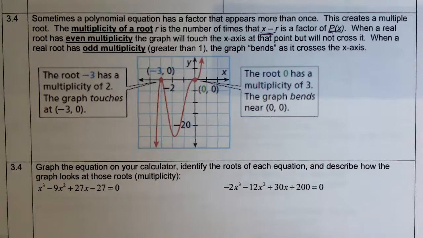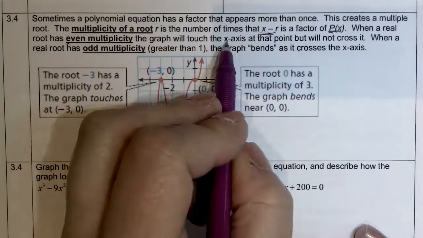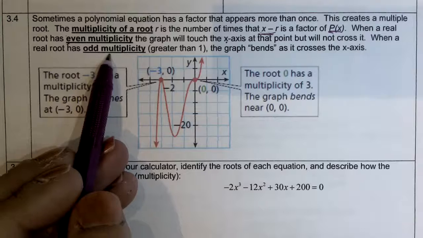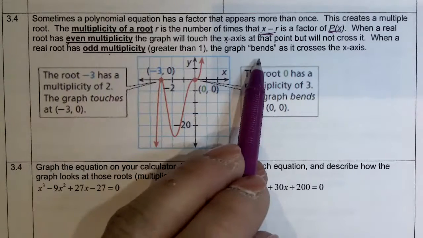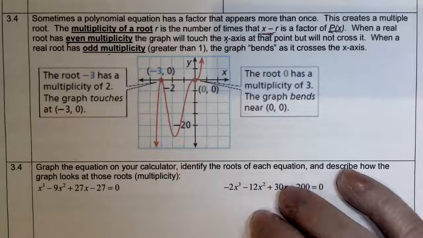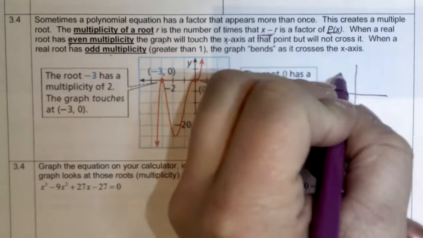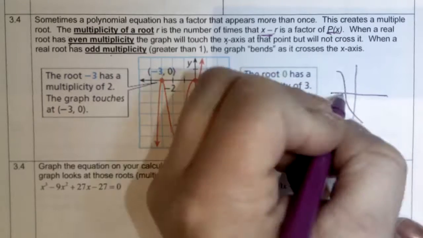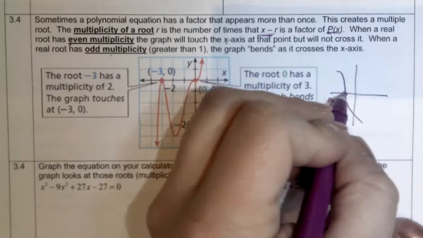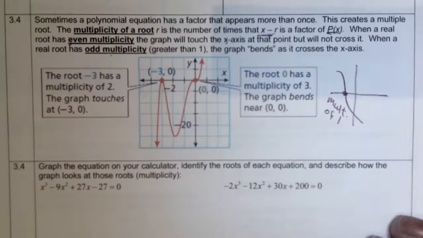function. If the root has even multiplicity, it means the graph will touch the x-axis and bounce off of it. If it has odd multiplicity, then it means it bends as it crosses the x-axis. So we have three different multiplicities that we're going to deal with. The first one is a multiplicity of 1. This is the one that you guys are used to looking at, where you see a graph and it crosses. So it doesn't bend, it just crosses right through. So that's a multiplicity of 1.